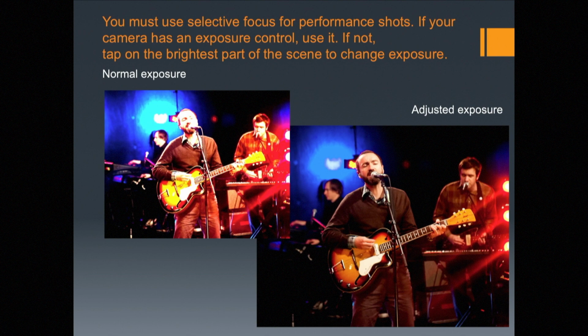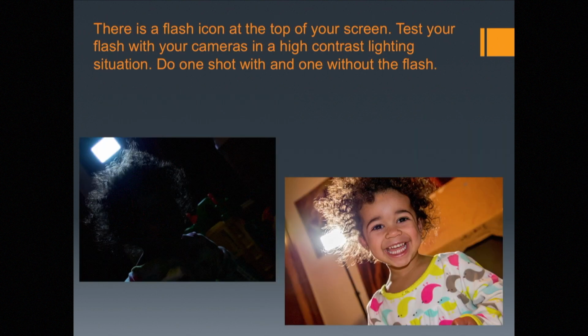Okay, now there is a flash icon at the top of your screen, and to test your flash with your cameras in high contrast lighting situations, you can just have a person standing in front of a light. I've got my granddaughter standing in front of a light, and basically we just see the light in the background, and she is silhouetted, completely dark. I turn my flash on, and I take this picture on the right.